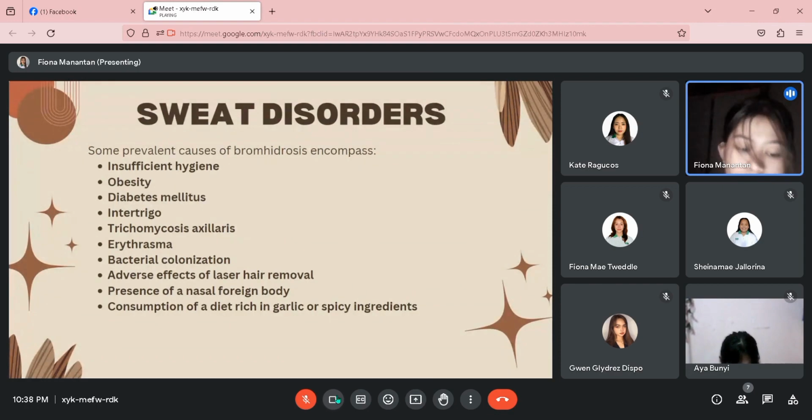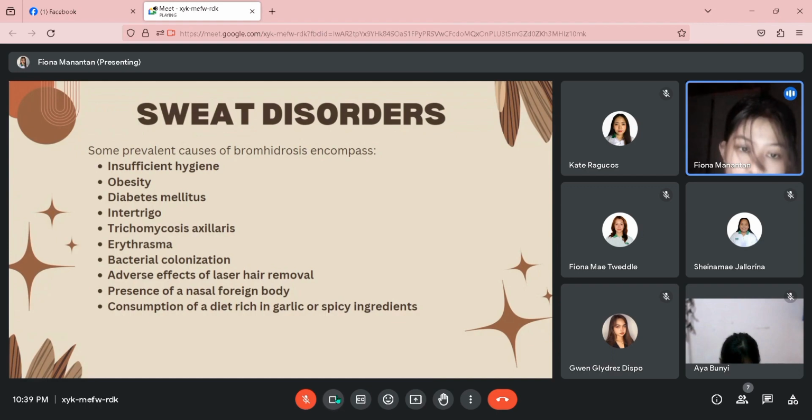Bacterial colonization. Certain types of bacteria, such as Staphylococcus aureus, can produce odor-causing compounds when they break down sweat. Now, these bacteria are more likely to overgrow in areas with poor hygiene or excessive sweating. We also have adverse effects of laser hair removal. This sometimes causes inflammation and bacterial overgrowth in the treated area, leading to temporary body odor.